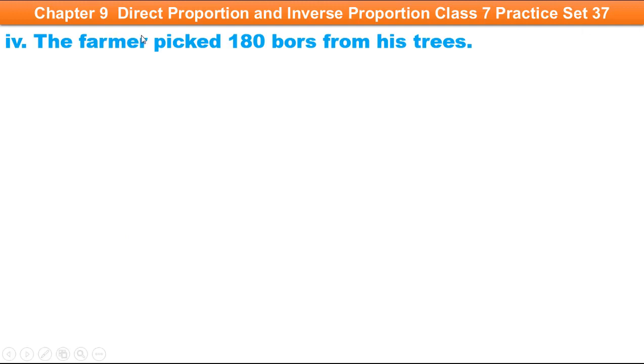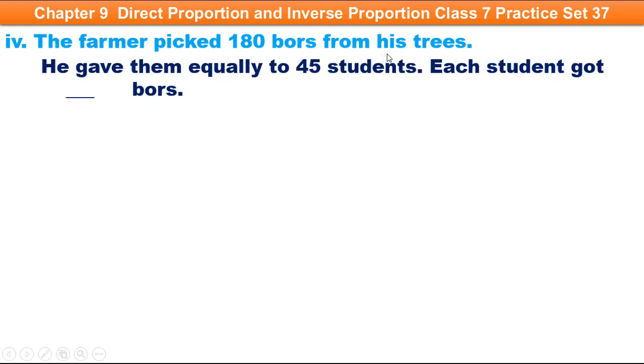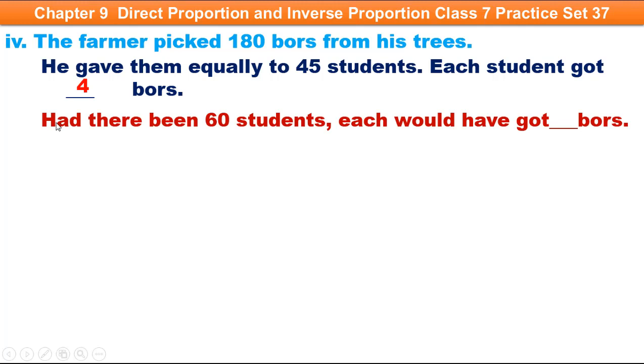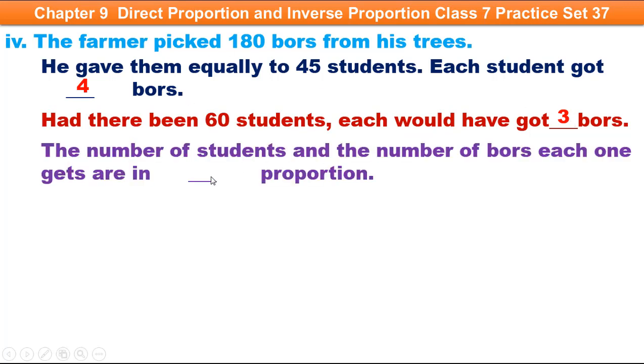The farmer picked 180 ber fruits from his trees. He gave them equally to 45 students. Each student got dash ber. 180 divided by 45 is equal to 4 ber. Had there been 60 students, each would have got dash ber. 180 divided by 60 is equal to 3. The number of students and the number of ber each one gets are in inverse proportion.